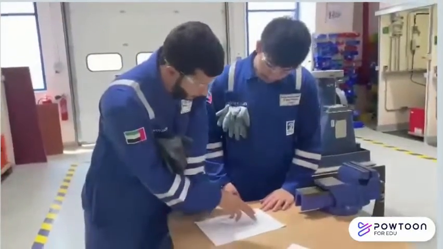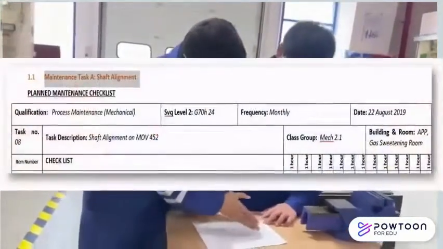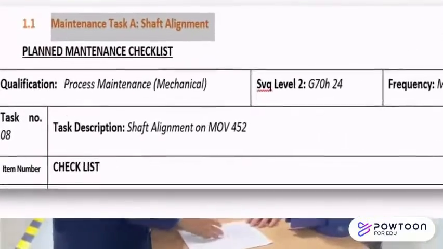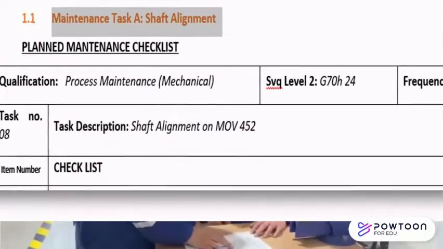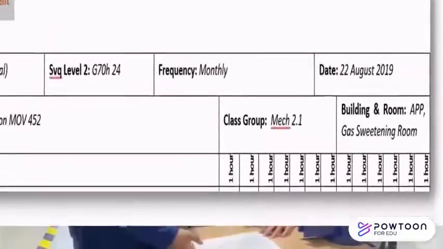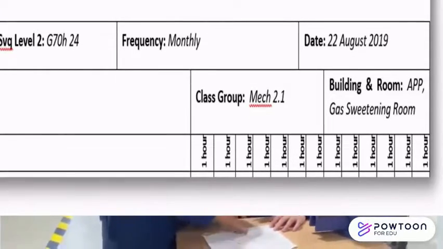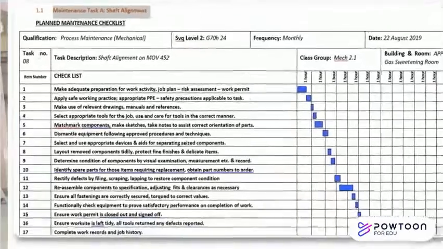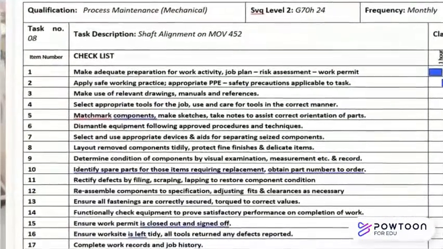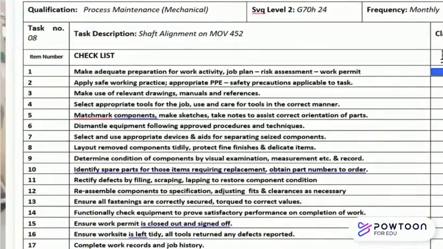Look here, for example, we have the task. What is the task? The task is shaft alignment on MOV 452. And it also shows the location, APP gas treatment plant. We have 17 steps in this checklist. We can divide them into subsections to make the task easier.